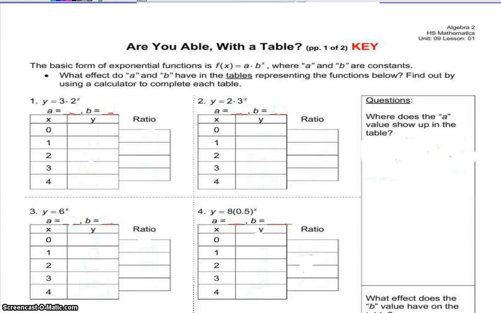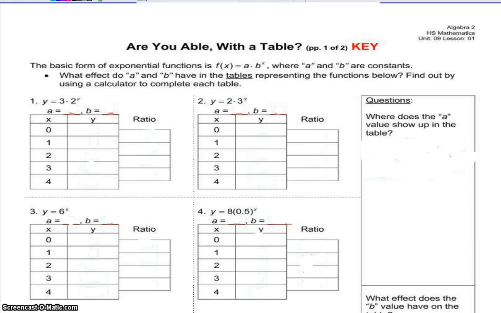Okay class, today we're going to be doing Are You Able with the table. So this is going to go even deeper into our exponential functions. So we know that the basic form of exponential functions is f of x equals a times b to the x power, where a and b are constants.